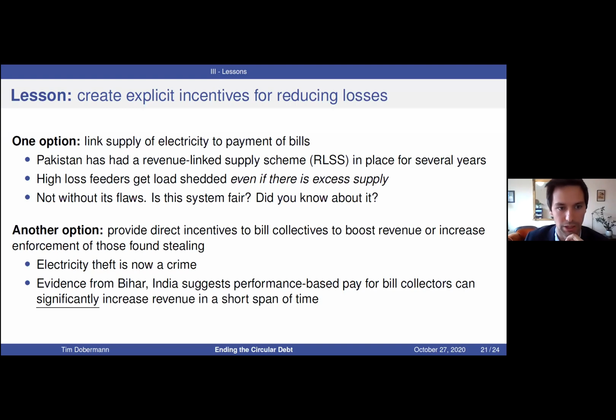And so while this is important in establishing this link between payment and supply, which I've documented doesn't exist systematically in other countries, so this is an important step, we might have open questions about whether the system is fair. And I would actually like to know if people were broadly familiar with the fact that one reason why they may be getting load shedding is simply because their current location is one where others don't pay for their bills. And so that's one option to think about.